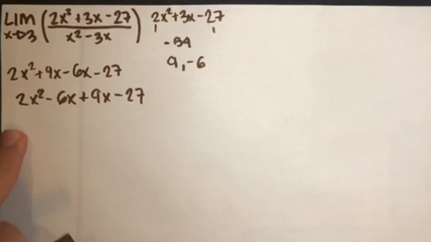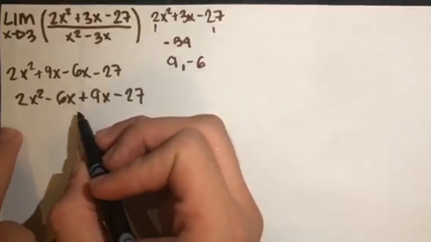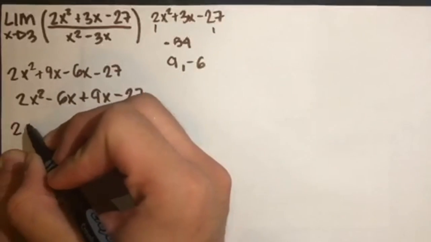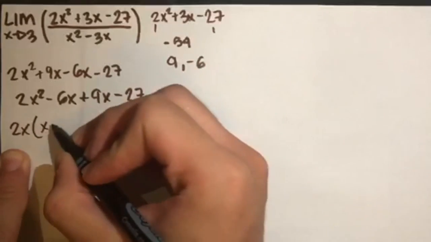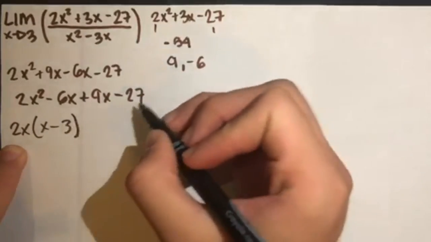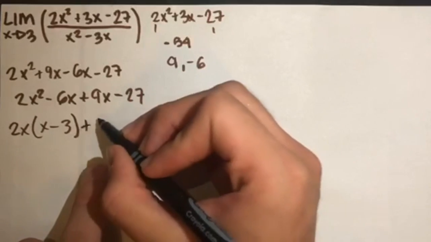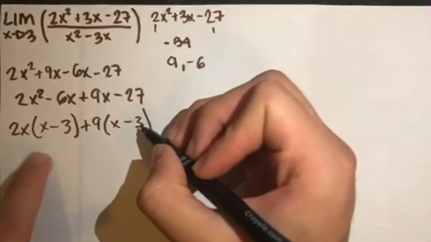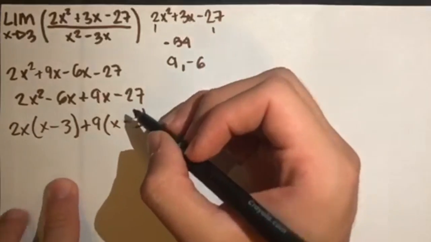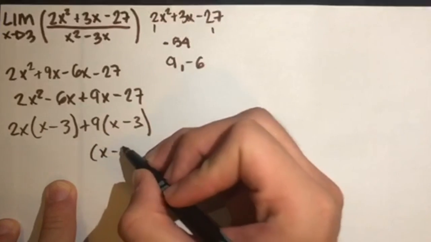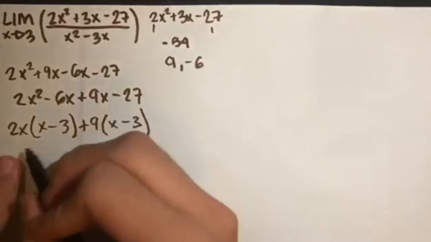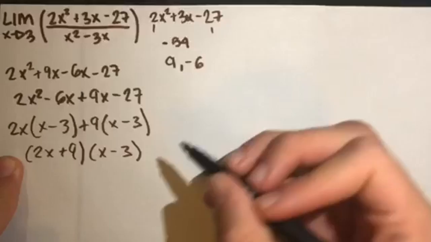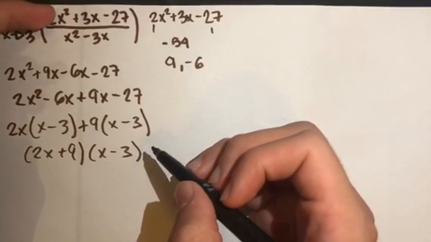It's easier this way because we can factor more easily. So take out as many numbers as you can. Here we can take out the 2 and the x, and we leave x minus 3. And in this part we can take out the 9, and we have left the same parentheses as the other one. So we leave this as it is, and the leftovers we put in another parenthesis. These two parentheses are the same as this numerator.